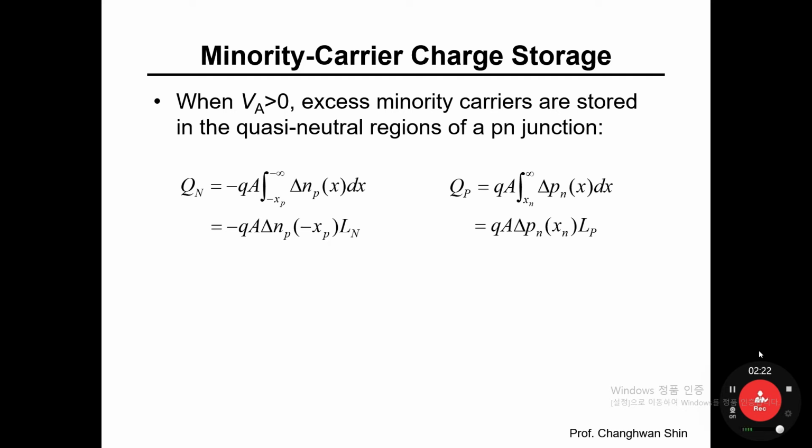So can we build up an equation for excess electron concentrations in the p side, as well as excess hole concentrations in the n-side quasi-neutral regions? Can you do that? Yes, it's a very simple question. So let me write down the equation for each.